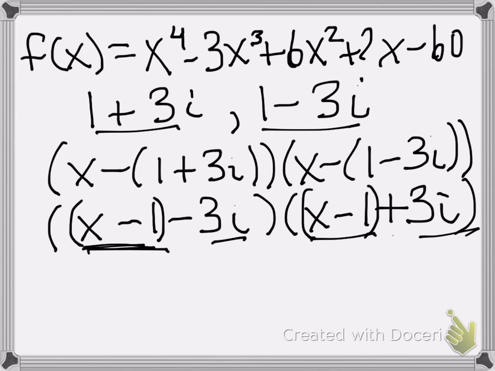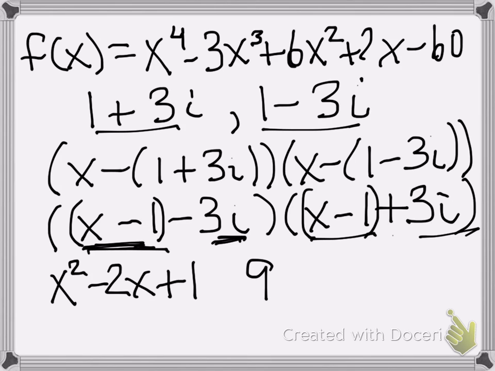Okay, so when we square this, it's a binomial. So we do the binomial square. Square together, double square. X squared minus 2x plus 1. So square the first, square the second. When I square this, I get 9i squared. Put a minus in between. Technically, this is going to change that to a plus, so I have x squared minus 2x plus 10.